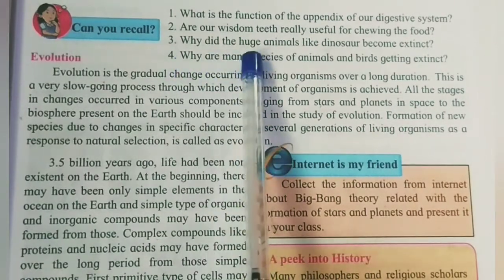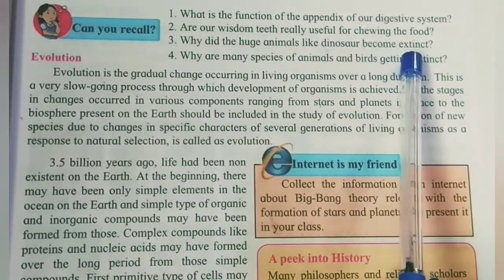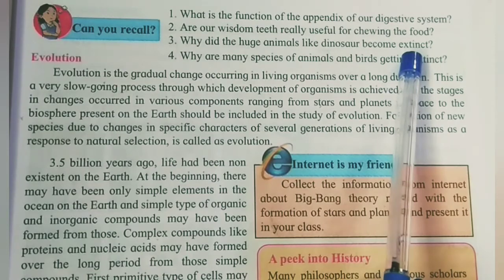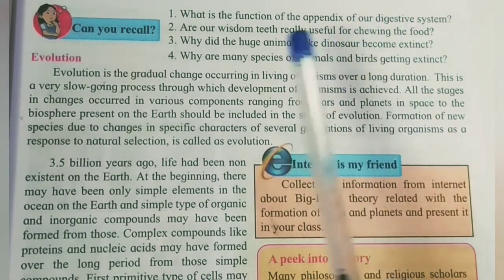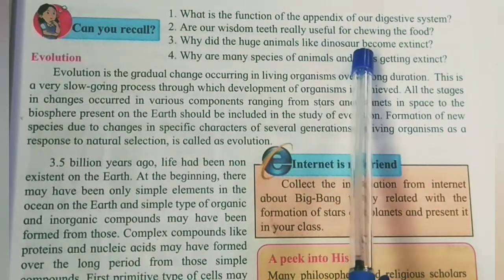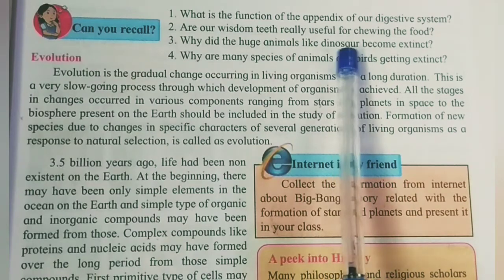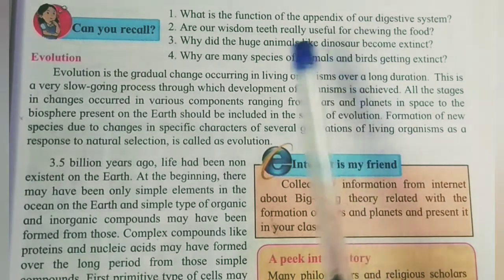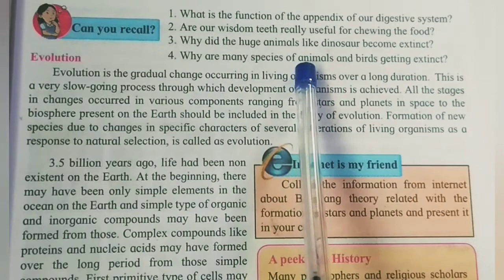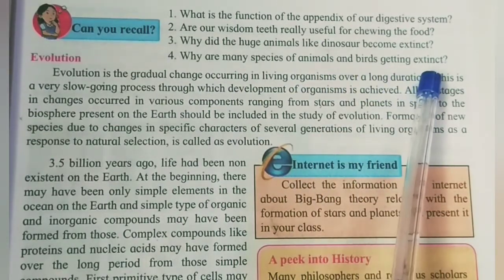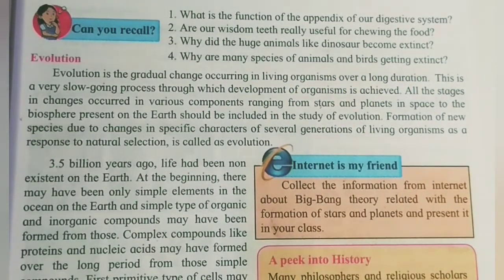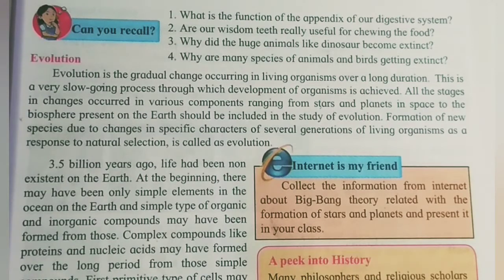Why did huge animals like dinosaurs become extinct? Because of Darwin's theory, fittest for survival. As the environment changed, they were not fit. That's why they got omitted. Why are many species of animals and birds getting extinct? Because they are not fit for the environmental change that happens, and they are getting extinct from the earth.